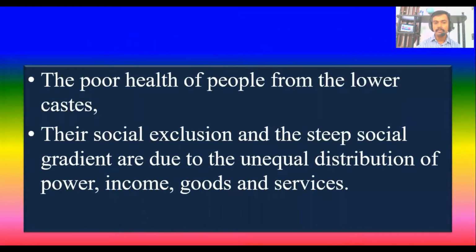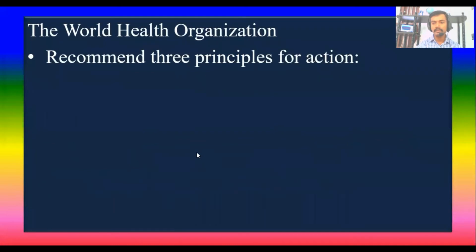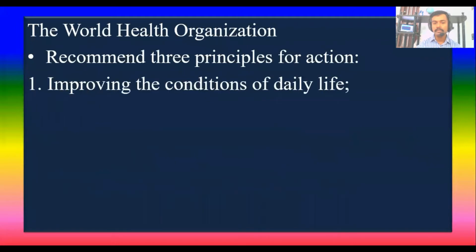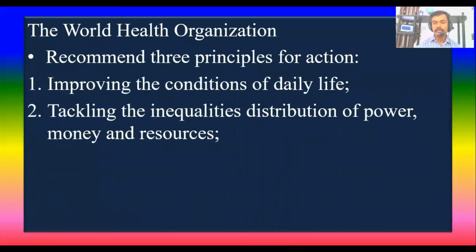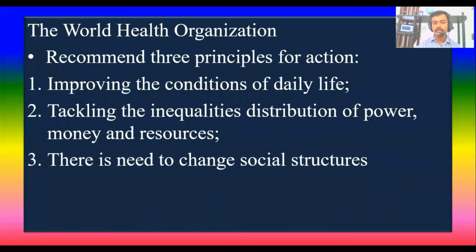People with poor health, or people from low caste, suffer mainly from social exclusion due to unequal distribution of power, income, goods and services. The World Health Organization recommended ways to overcome it. There are three principles: improve the conditions of daily life, tackle the inequitable distribution of power, money and resources, and change social structures.